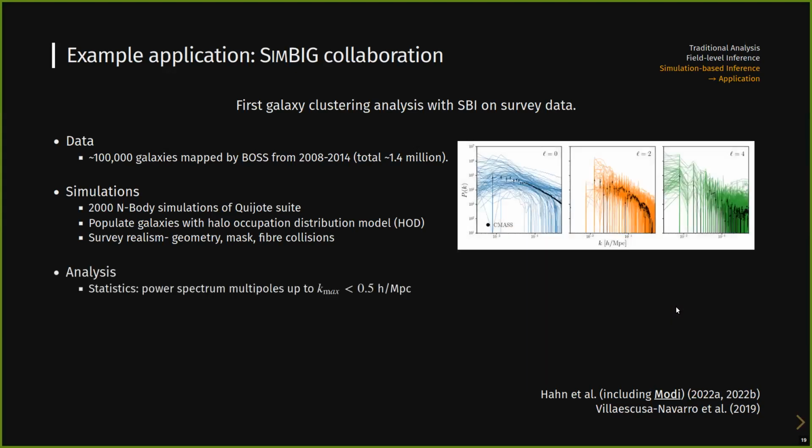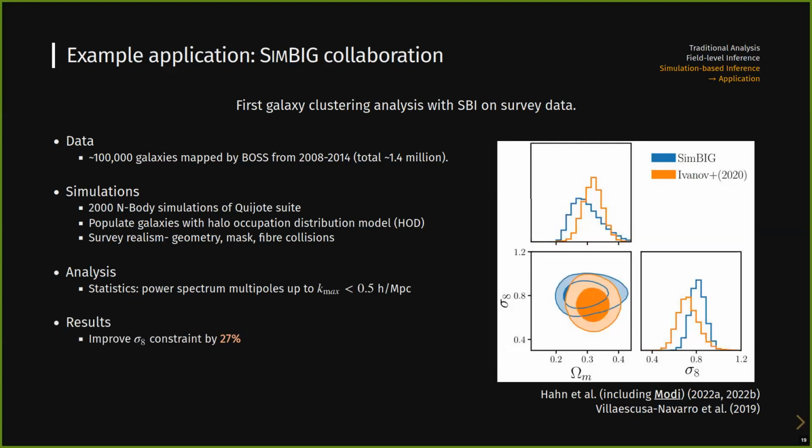The statistics we used in this case was the power spectrum multipoles up to k of 0.5, just because it's a preliminary first analysis. And I'm showing the results here only for the two cosmology parameters that are best constrained by this, omega m and sigma 8. The results for SimBIG are in blue.